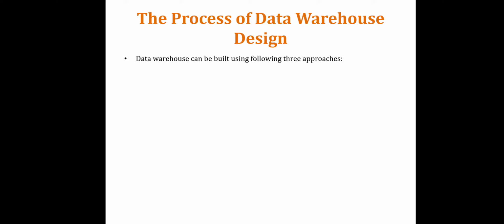Now, what is the process of designing a data warehouse? A data warehouse can be built by using three main approaches. Which are the three different approaches? A top-down approach. In the top-down approach we start with planning, meaning first of all we have to plan what we have to do, and according to that plan we work. That is called a top-down approach. It is used when our technology is very mature and well known and the business problems are very clear and well understood.